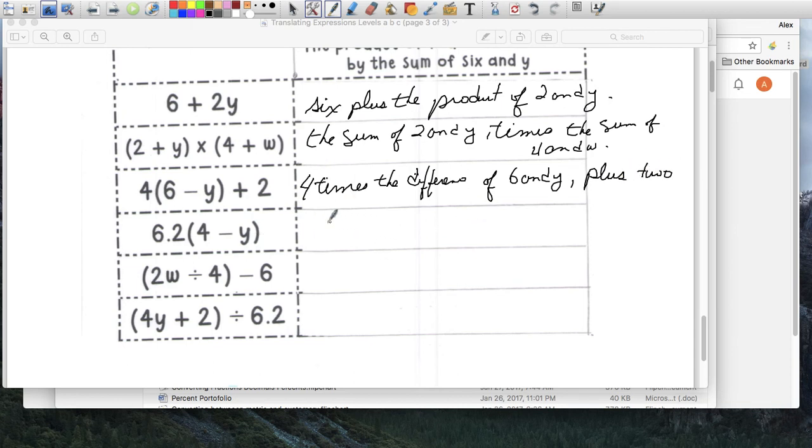Next one's a decimal, so it's 6.2 or 6 and 2/10. I'll actually write this, 6 and 2/10 times, I'll multiply that times the what? Times the difference of 4 and y.